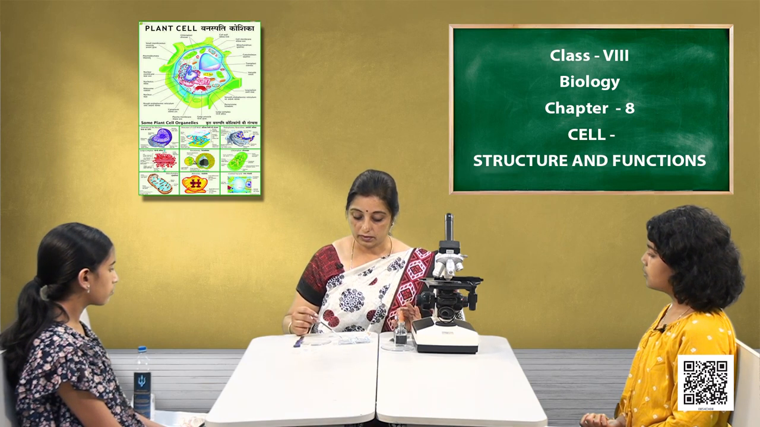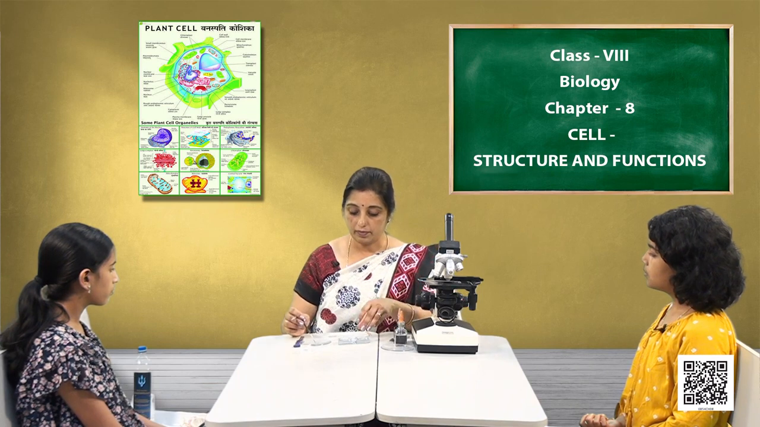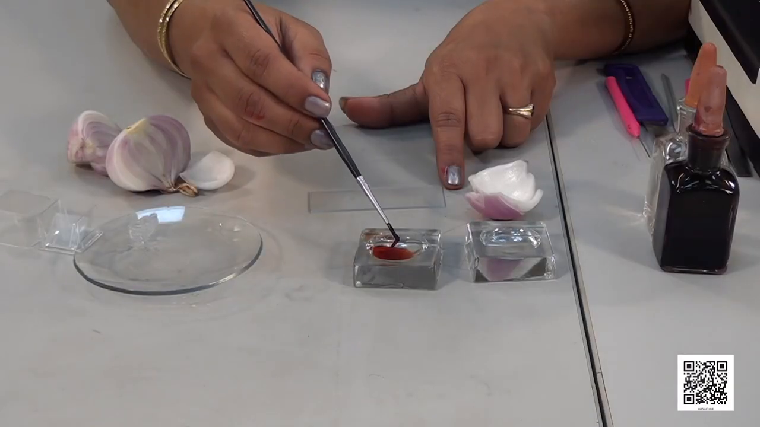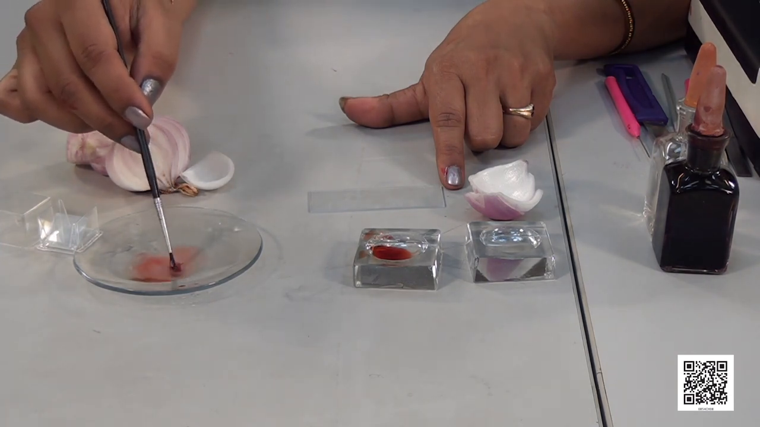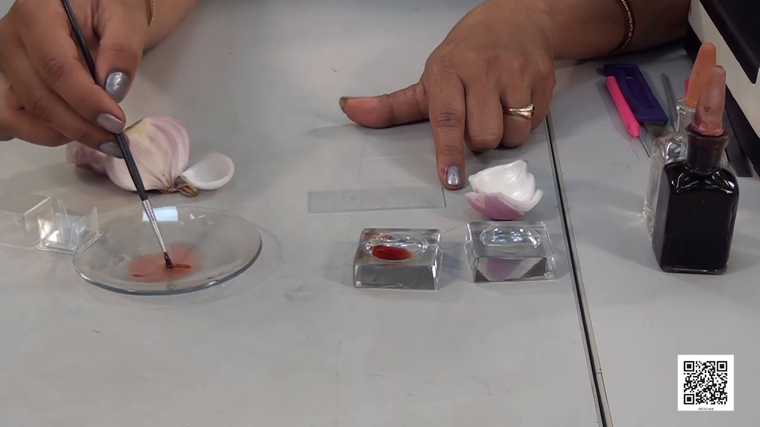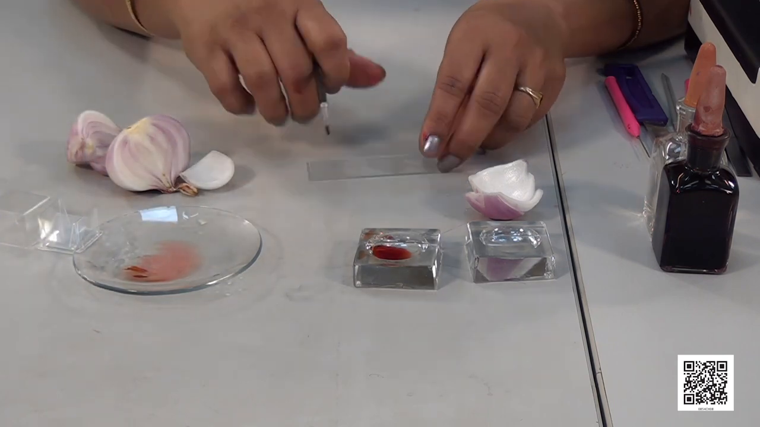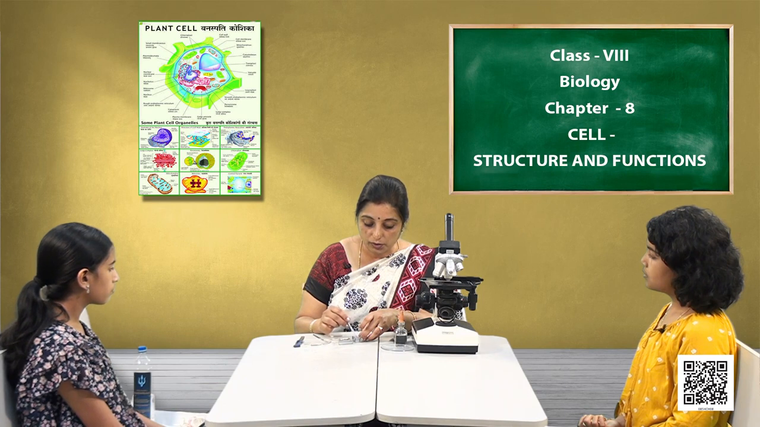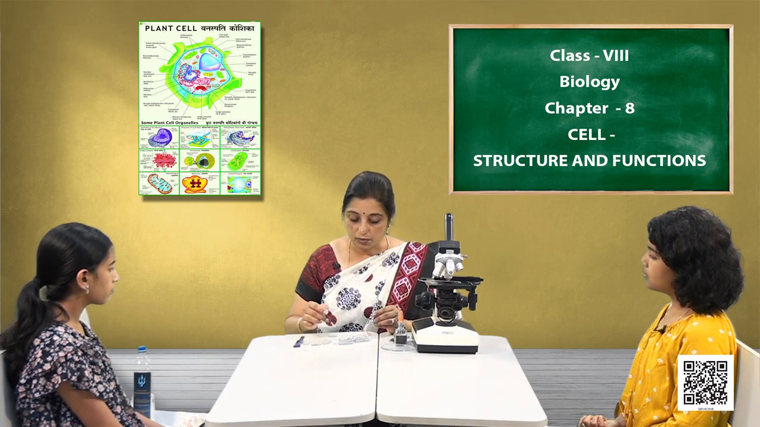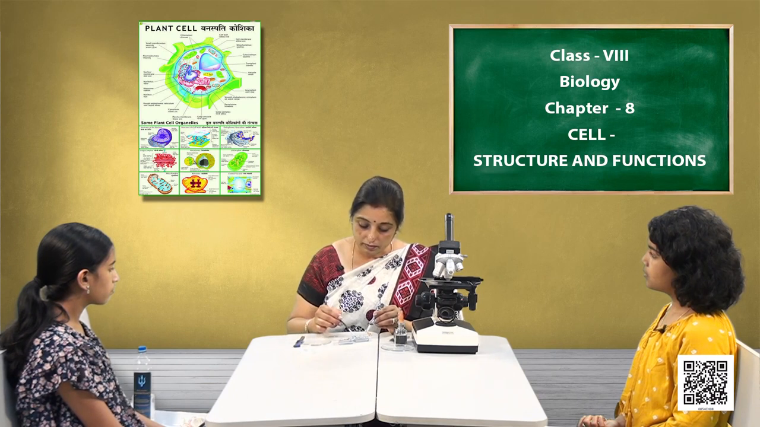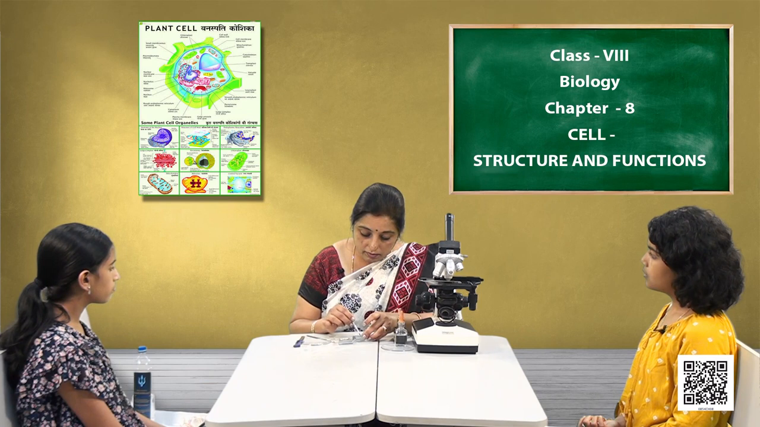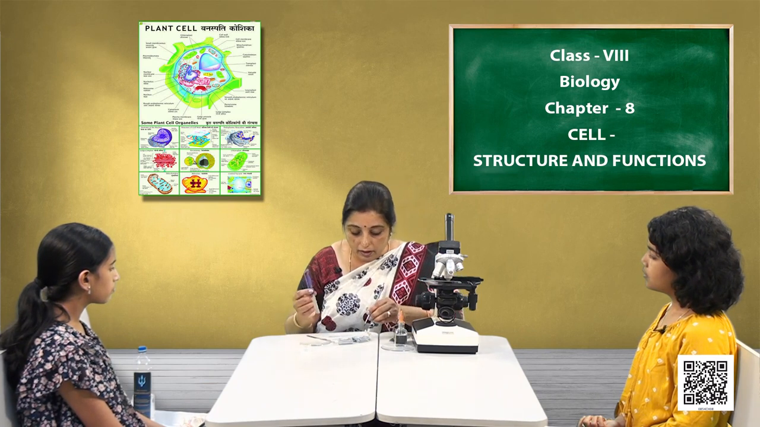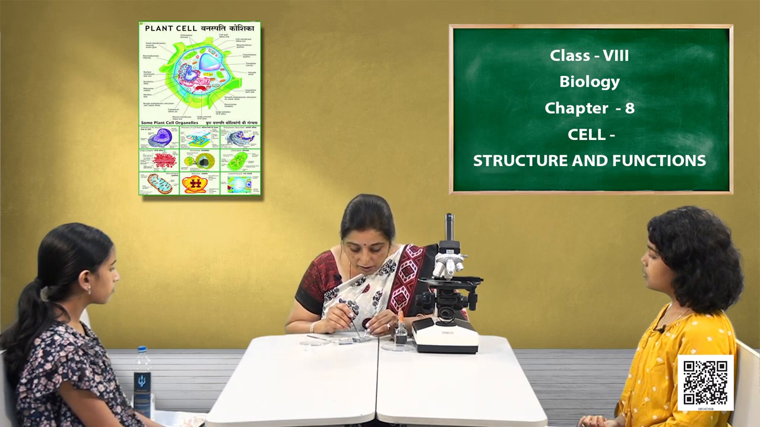As a next step, I'm going to wash this peel so that the excess stain which is there is removed. We are not going to overstain the peel, otherwise the structure will become too dark. So we are washing it using the water. I'm going to make this peel a bit shorter.